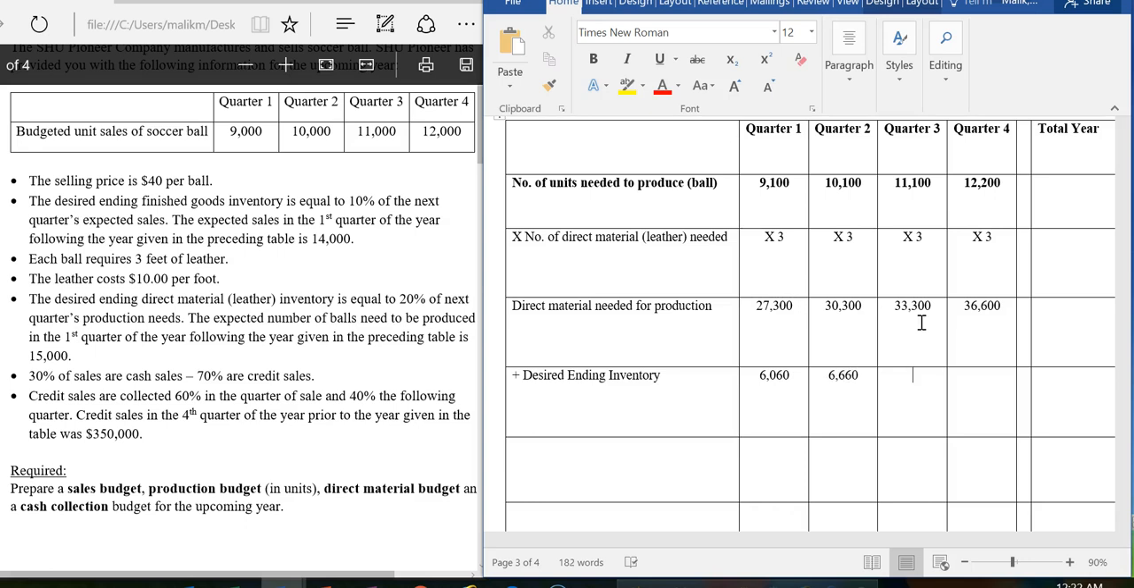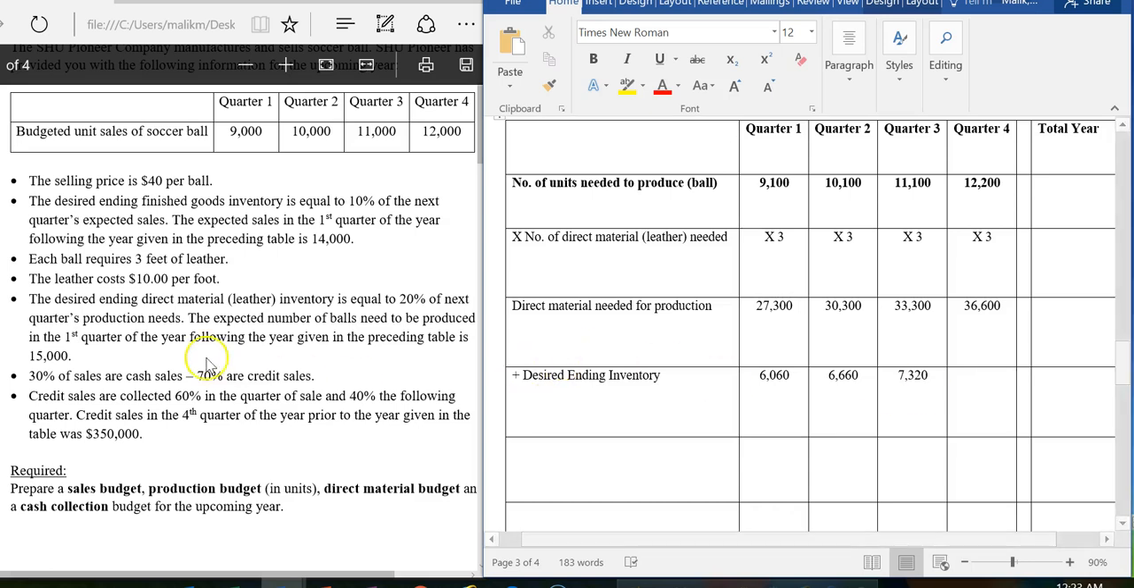For quarter 3, we have to look at the production need for quarter 4, which is 36,600, and then we'll take 20% of it. So 36,600 times 0.2, and I got 7,320.